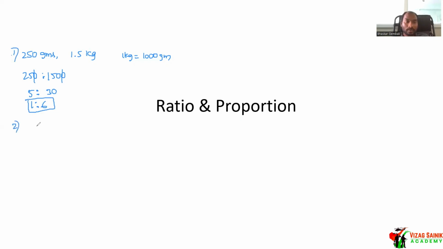Second, 7 liters, 3500 ml. 7 liters and 3500 ml only. So convert that liter into ml. 1 liter is how many ml? 1 liter is 1000 ml. Check here, 7000 is to 3500. So ratio ఏం చెప్పాం? Common terms ఉండకూడదు. Cancel the 0s, once again cancel the 0s. We're getting 70:35. Now we will go with the 7 table. 7 tens are 70, 7 fives are 35. Once again we will go with the 5 table. 5 twos are 10, 5 ones are 5. So the ratio will be 2:1.